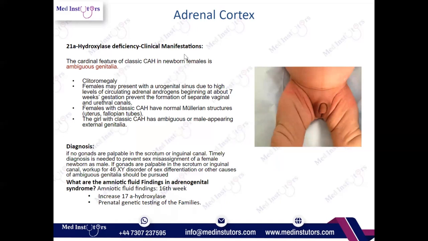So the baby may present with ambiguous genitalia. Why? Because there are excessive androgens, which may lead to clitoromegaly. Females may present with urogenital sinus due to high levels of circulating adrenal androgens. So there is no need to remember all of these. If you have time, you can read if you want to have a better understanding of this disorder. However, just remember 21 alpha hydroxylase deficiency is the most common cause of congenital adrenal hyperplasia. And what are the clinical findings? The baby may have ambiguous genitalia. And what pattern does it follow? It is an autosomal recessive disorder.